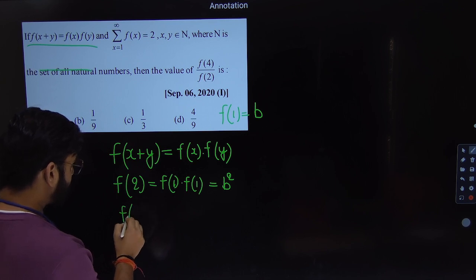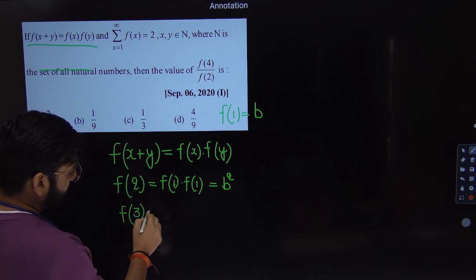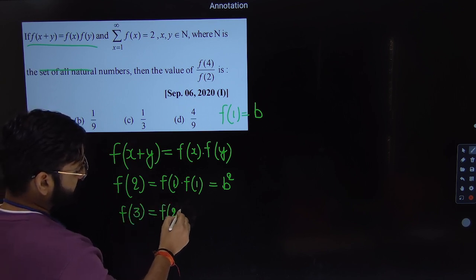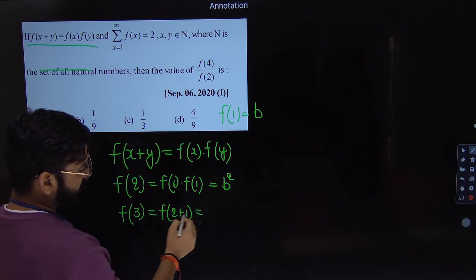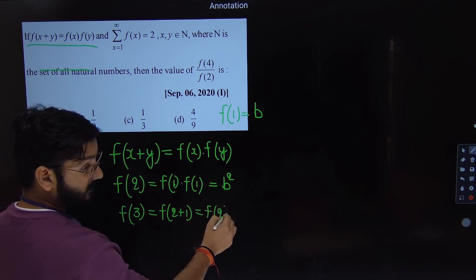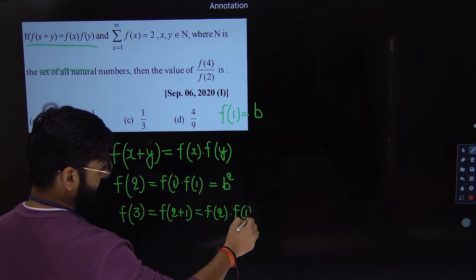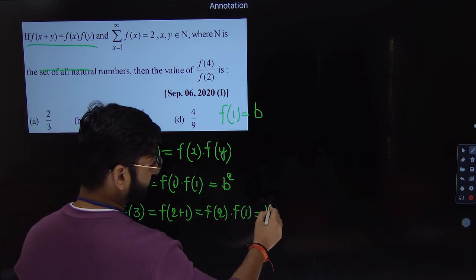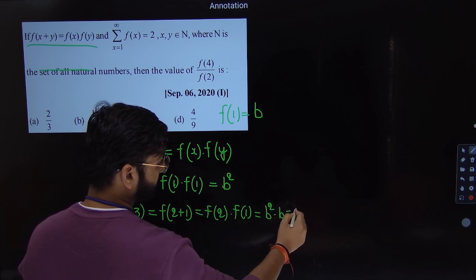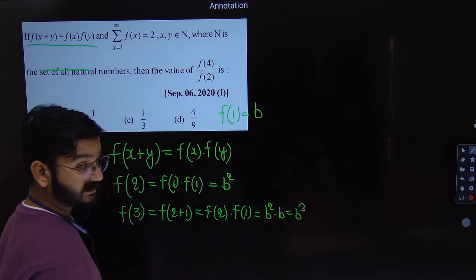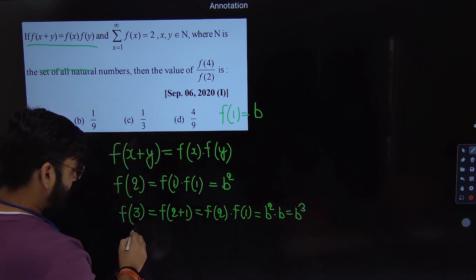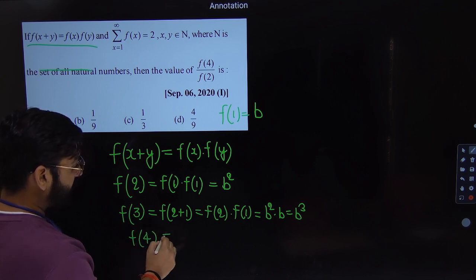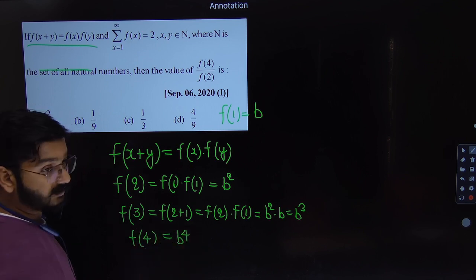Now f of 3. So f of 3 will be equal to f of 2 plus 1. So f of 2 into f of 1. What is f of 2? b square. And what is f of 1? b. So b cube. Do you guys get the logic now? So can I directly write this time f of 4 will be b to the power 4.